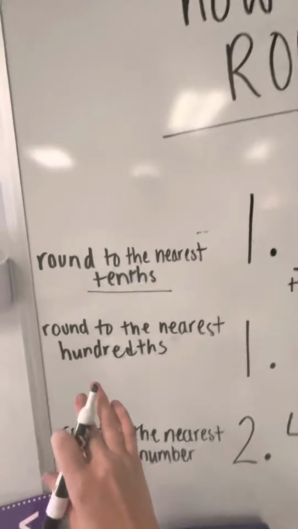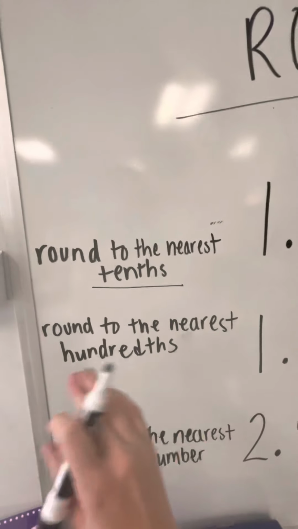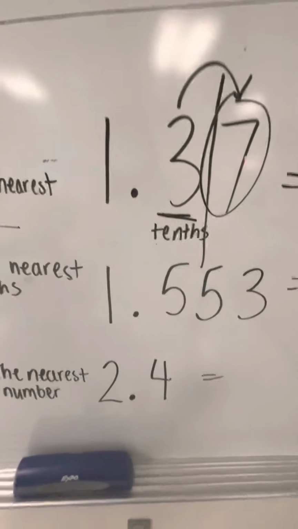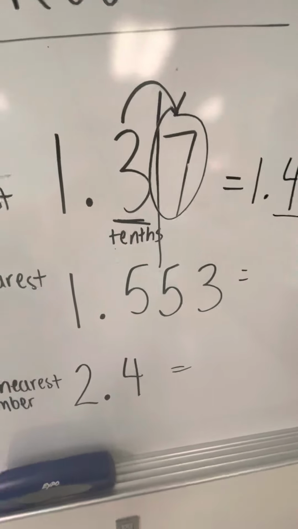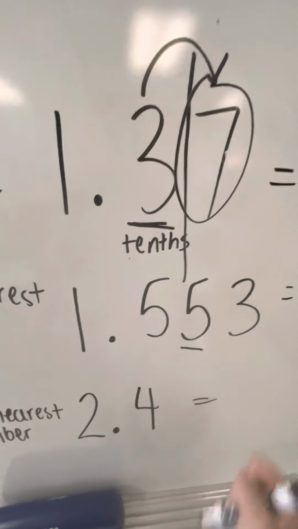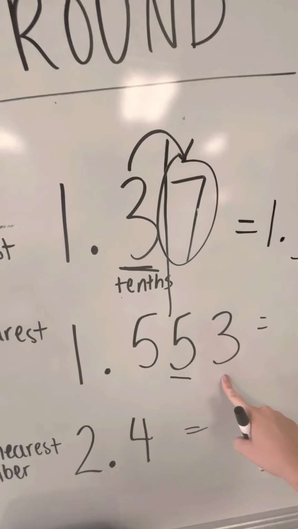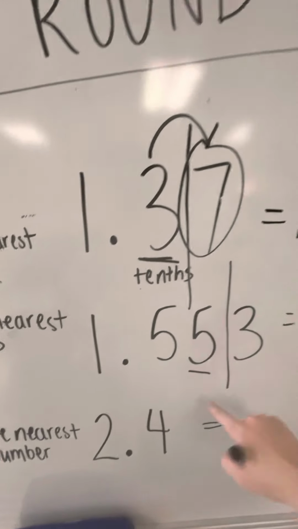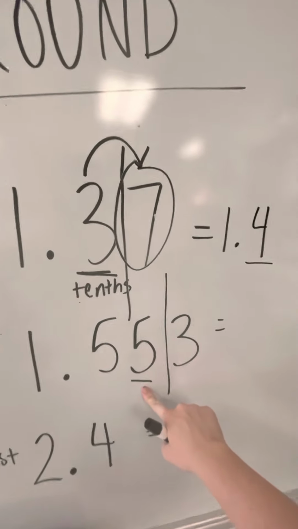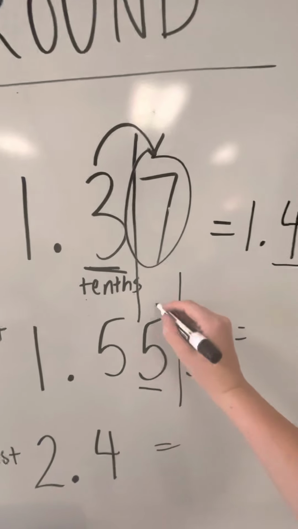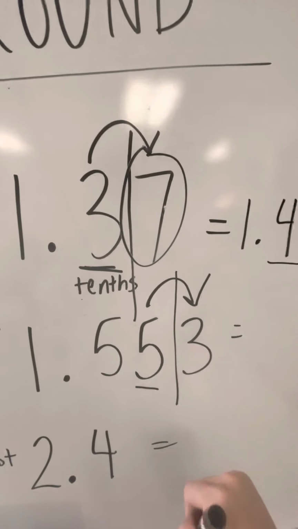Okay, let's look at this one. Round to the nearest hundredths. So first, I have to underline the hundredths place, which we know is right here. Tenths, hundredths, thousandths. I have to draw the back door behind the place value that I'm rounding to. Knock on the next door neighbor's door.